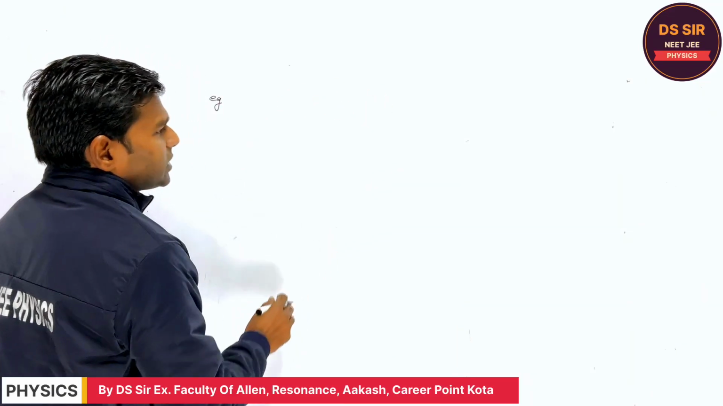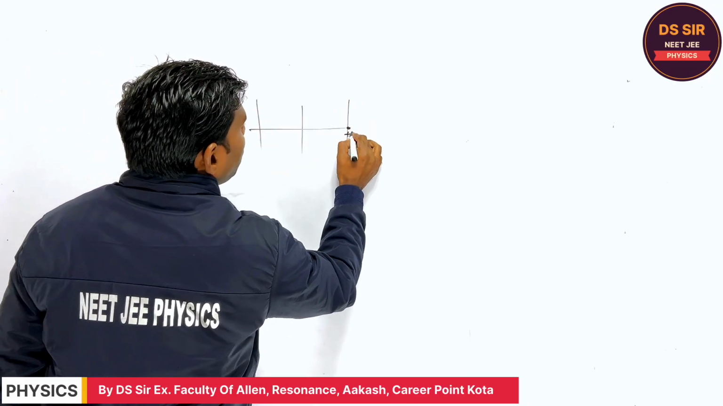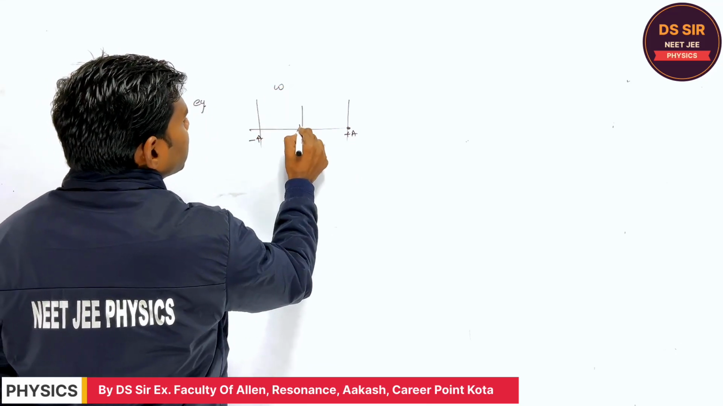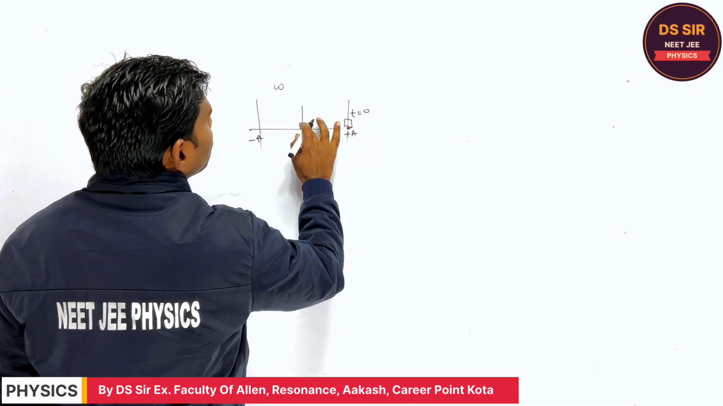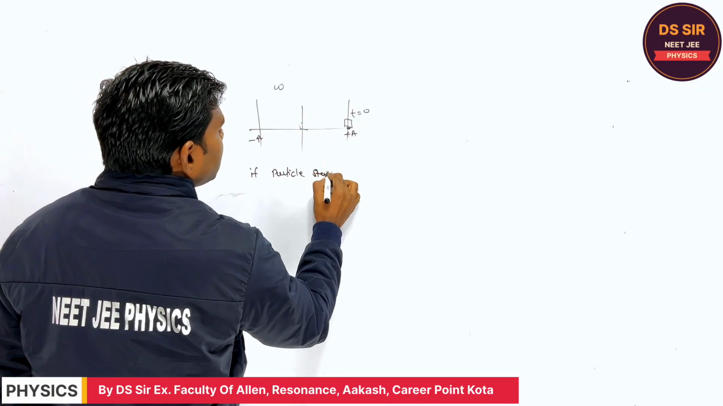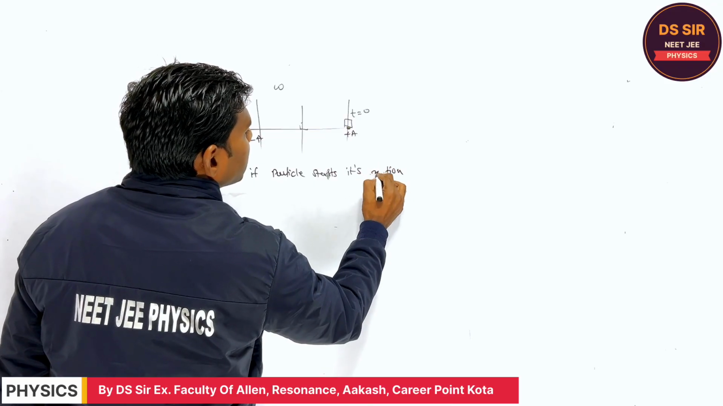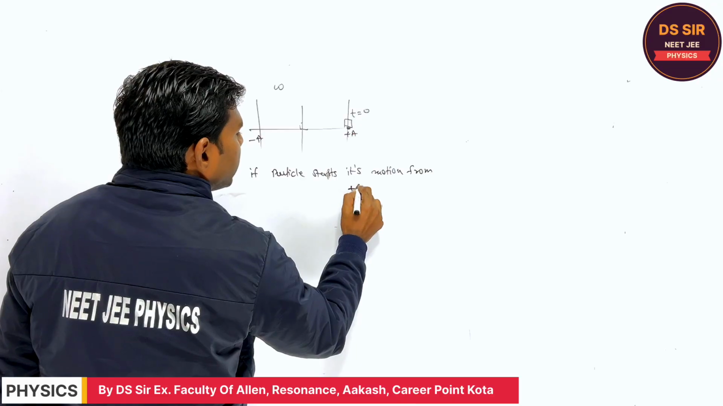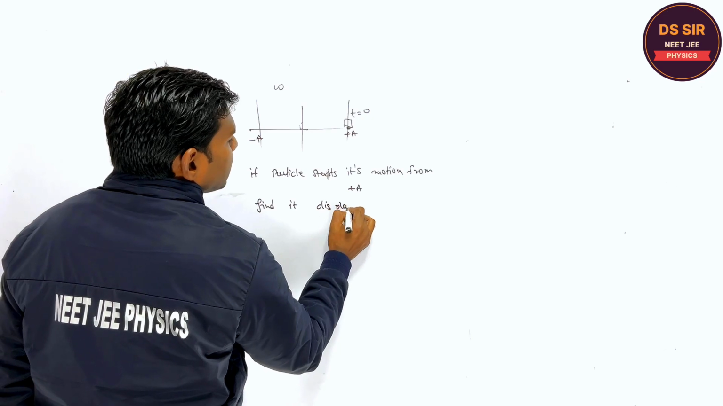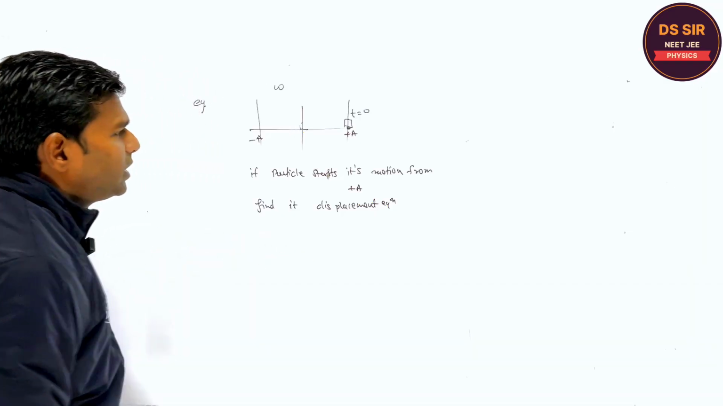So let us take a few more examples. Listen. If a particle starts its motion from the positive extreme, the amplitude is a, angular speed is omega, at t is equal to 0, if the particle starts its motion from plus a, find its displacement equation. Can you do that? Copy this and tell me the answer.